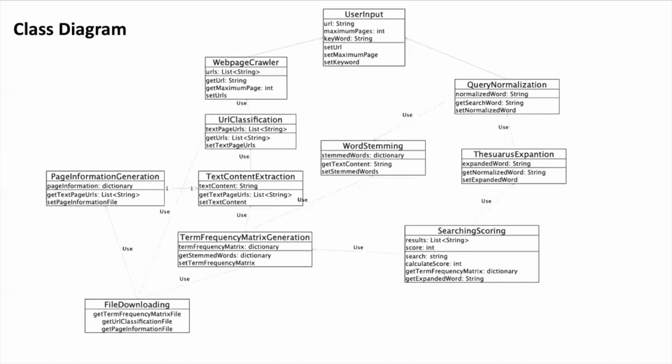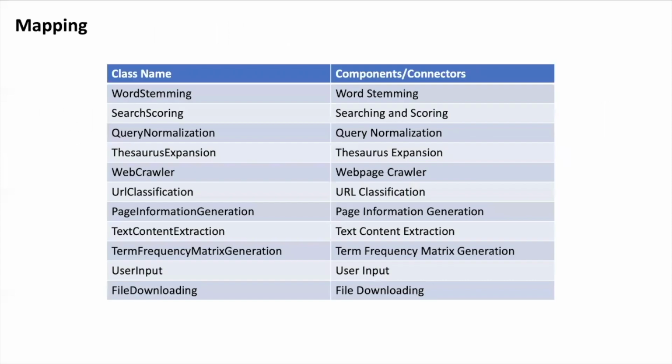Here is the class diagram of the Blackboard style design. We can see that almost every component has a set function and a get function. And this is the mapping from classes to components and connectors.